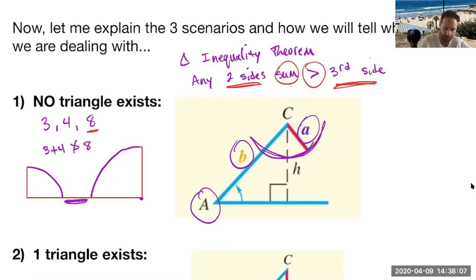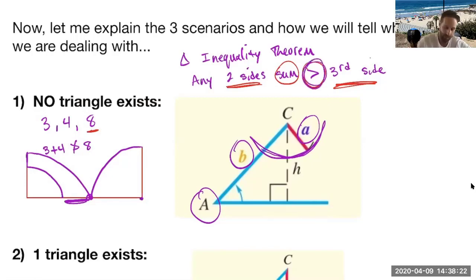If it was 4 and 4, then it would be exactly 8, and this would be a little bit longer, and it would have hit exactly right in the middle. And so you could see that that still can't form a triangle. That's why it has to strictly be greater than.